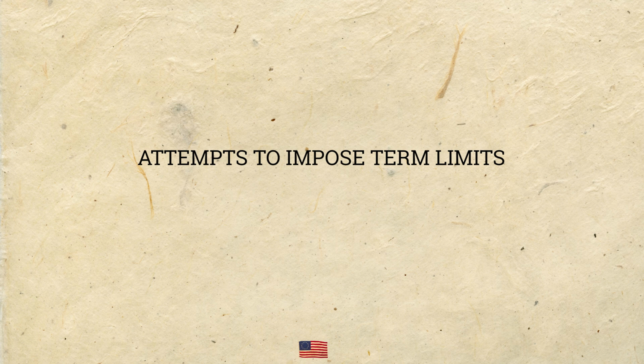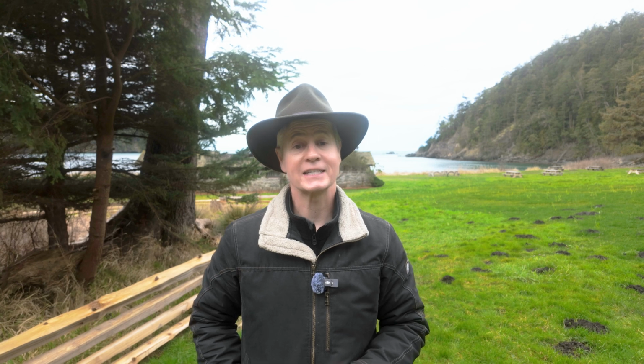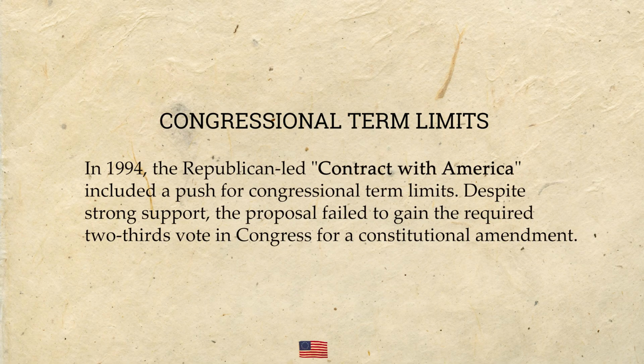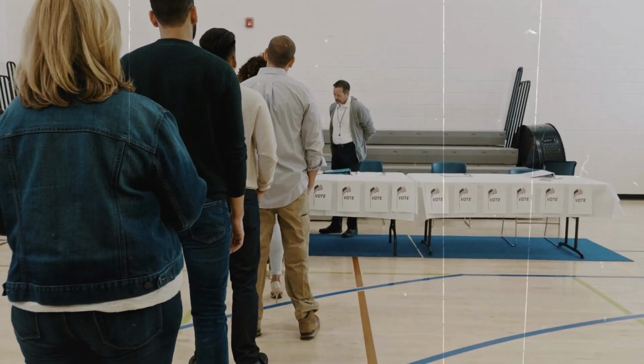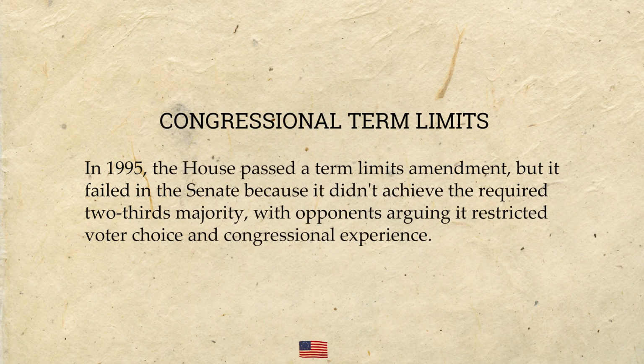Numerous attempts have been made to impose term limits on Congress, particularly since the 1990s. One significant push occurred in 1994 when the Republican Party, under the leadership of Newt Gingrich, adopted a Contract with America that included a proposal for congressional term limits. This led to a wave of support among voters. In 1995, the House passed a term limits amendment. However, it failed to pass in the Senate.